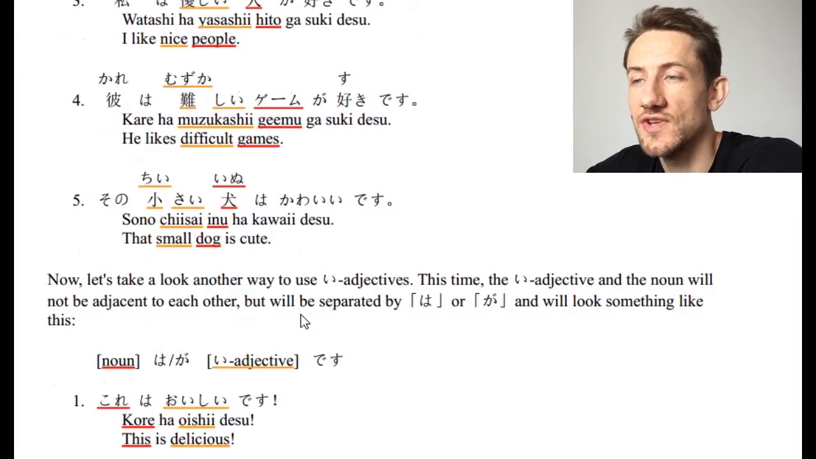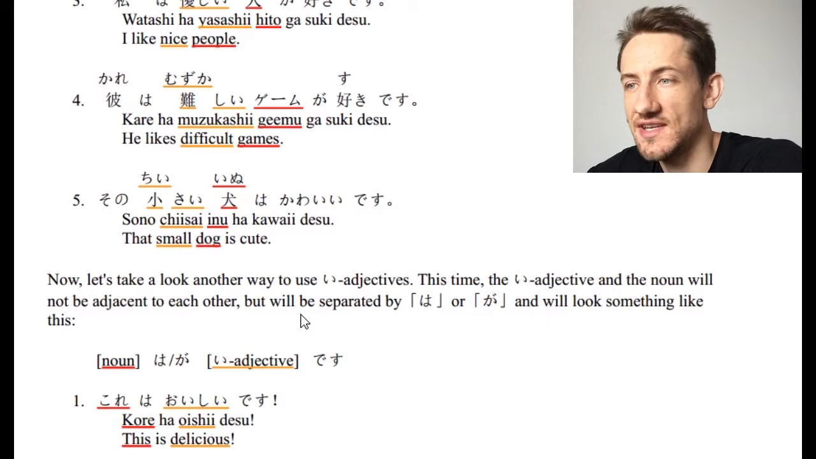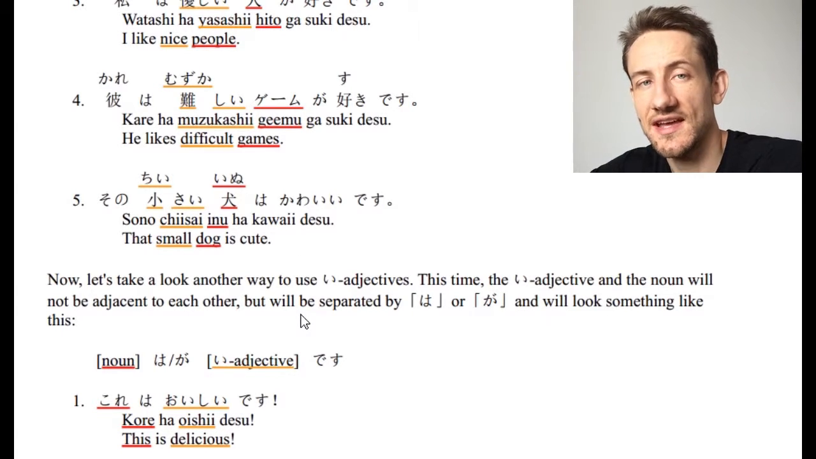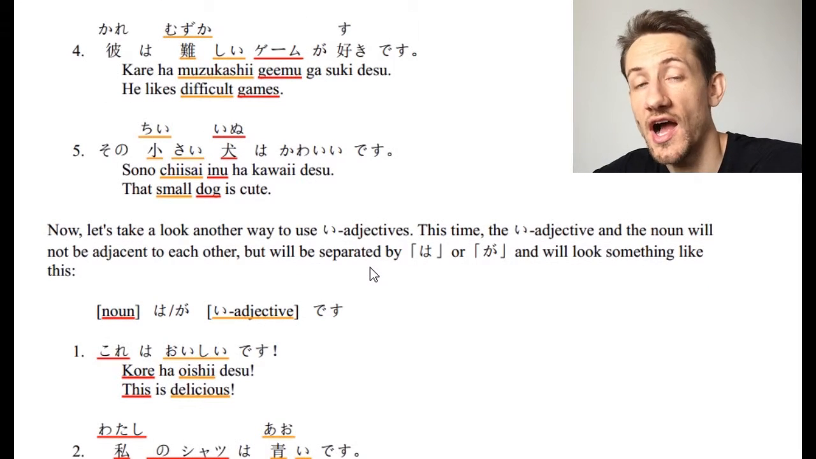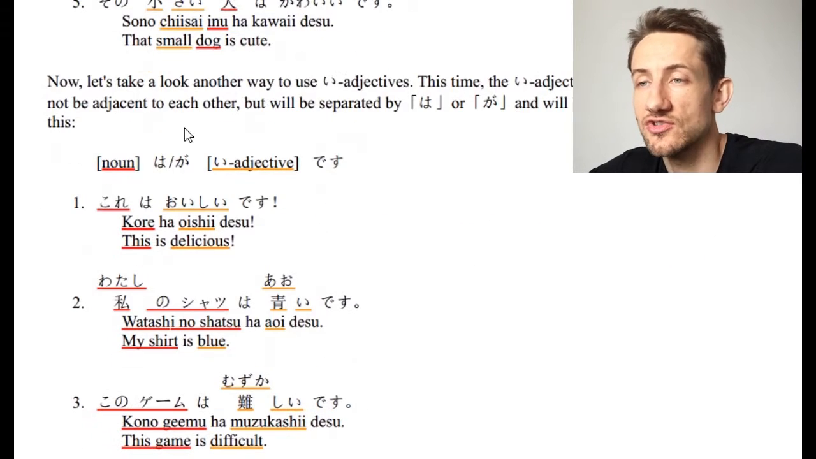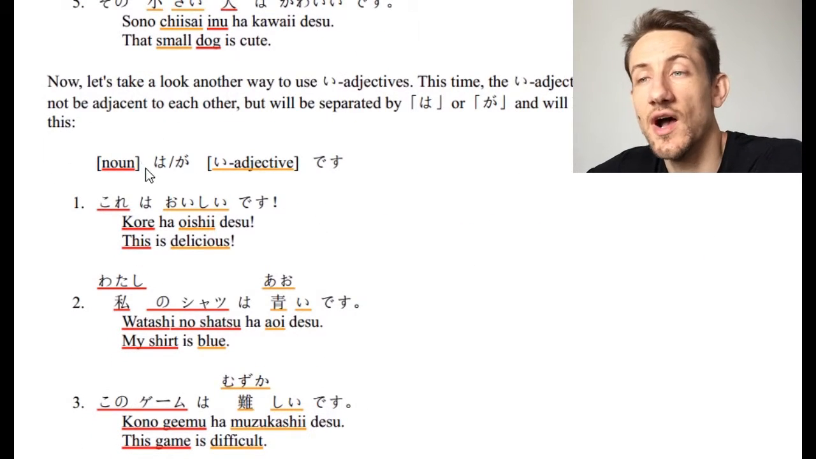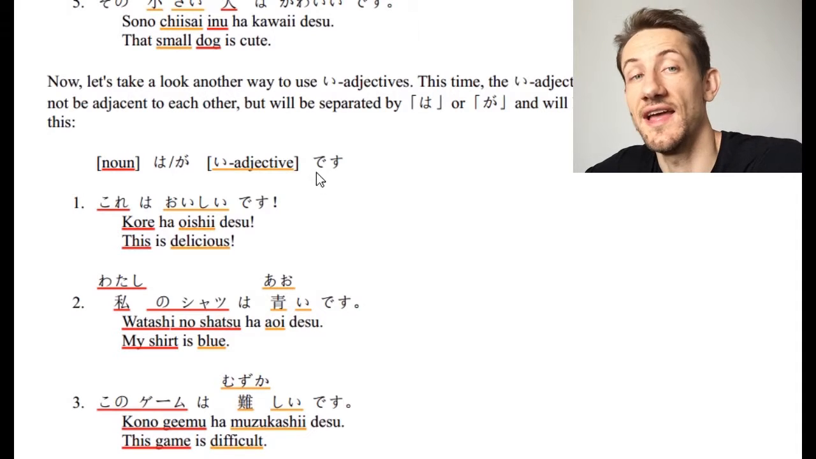Okay, so now we're going to take a look at another way to use i-adjectives. This time the i-adjective and the noun will be separated. They're not going to be next to each other. They'll have either wa or ga separating them. So here's what our structure will look like. We'll have noun, wa or ga, i-adjective, and desu.